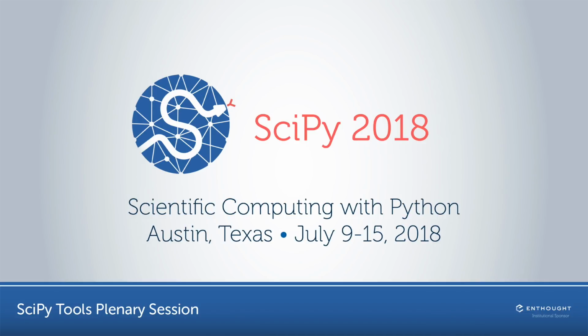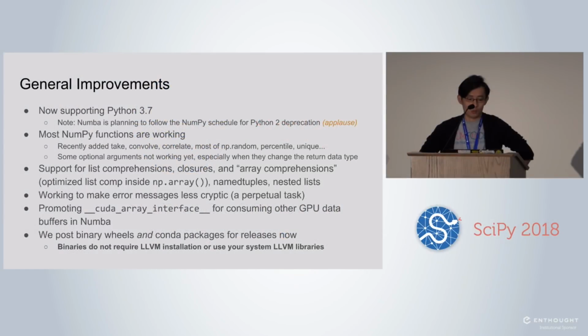So what's new in Numba from last year to now? First thing, we now support Python 3.7. That's great. And we also have a deprecation plan for Python 2. That's even better.